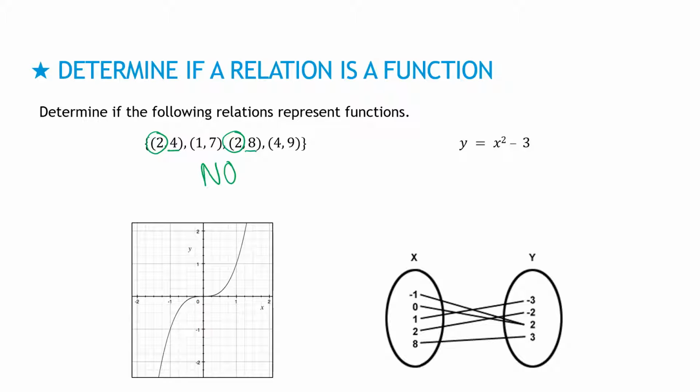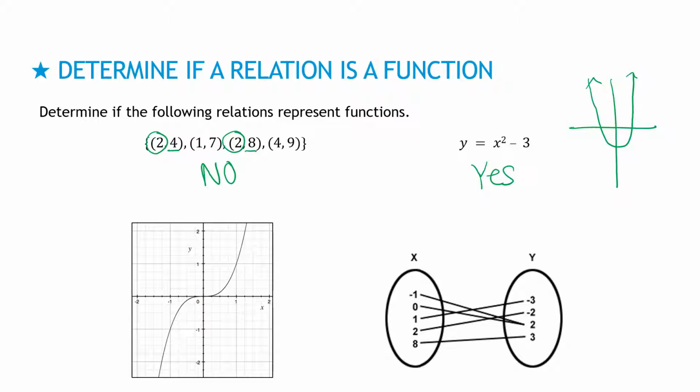For my equation, again, I suggest graphing it. It's the easiest way to go about it. It's going to look something like this. And that, of course, is going to be a function because it passes the vertical line test. It's just the graph of a parabola.